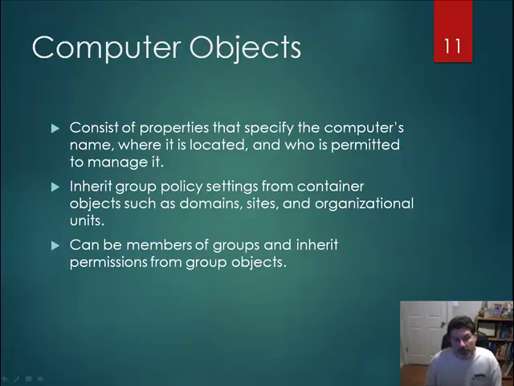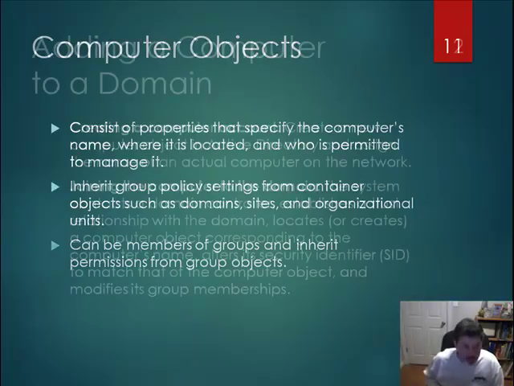Computer objects work very similarly to user objects. They consist of properties that specify the computer's name, where it's located, who can manage it. And they do inherit group policy settings from the container objects such as domain sites and organizational units. And of course, computers can be members of groups just like users and inherit permissions from group objects.